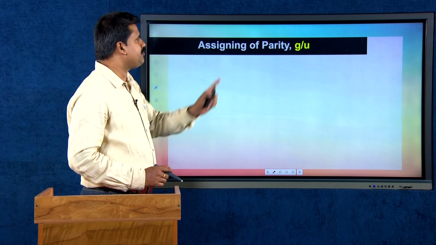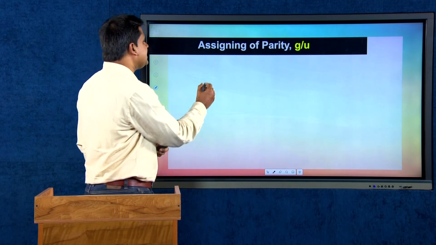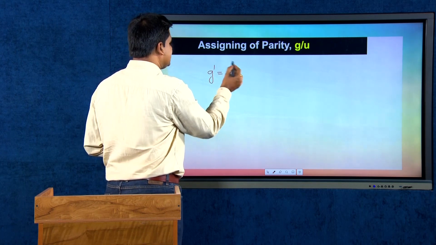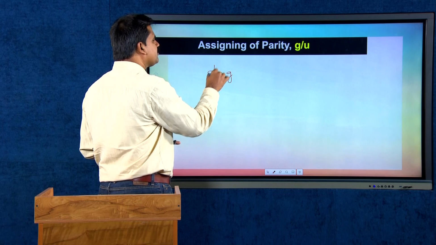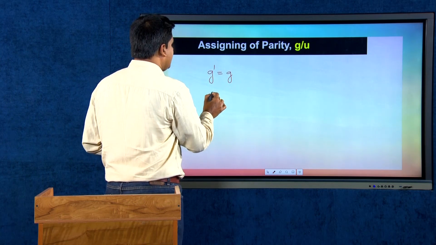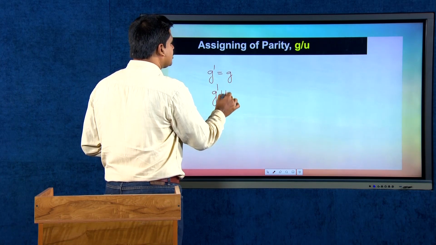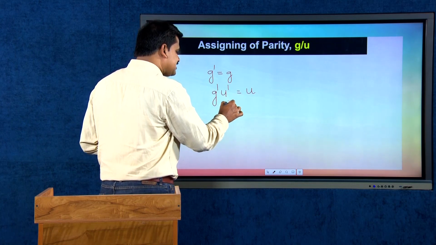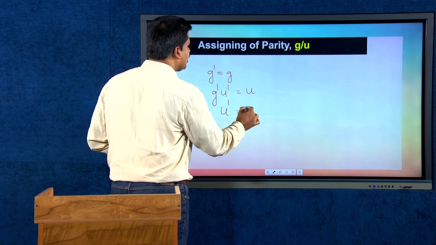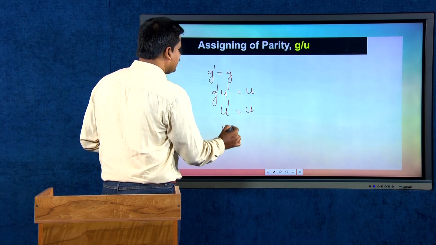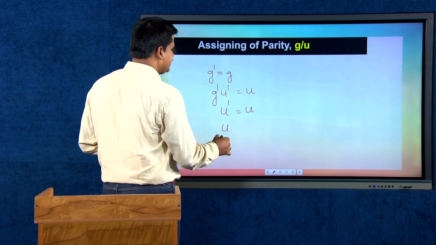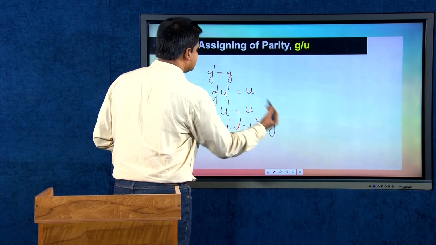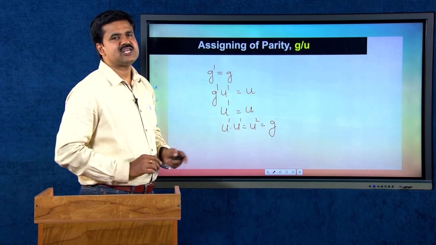Now, assigning parity. If the electronic configuration is g1, then parity is g. That is, when one electron is present in a gerade orbital, g1 is marked as g. And if one electron is in g and the other electron is in u, then the parity will be u. If one electron is present in an ungerade orbital, then u1 is also u. But if two electrons are present in ungerade parity, that is u1 into u1, that is equal to u2, that can be taken as g. This is about the assigning of the parity.